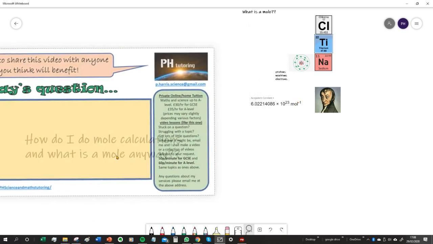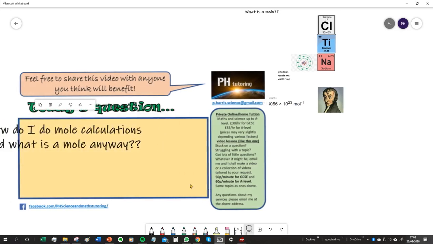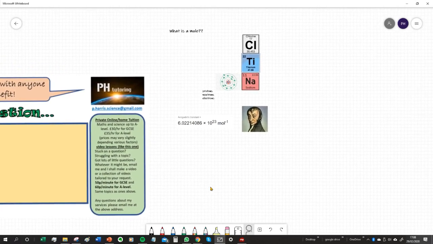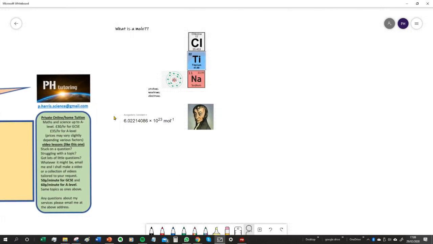Very simply, it's not too hard to grasp what a mole is. A mole is this many of something. That's it. It's just this many of something. So this many chlorine atoms, this many titanium atoms, this many sodium atoms. Let's forget about all these decimal places. We'll round it up to 6 times 10 to the 23. So 6 and then 23 zeros.